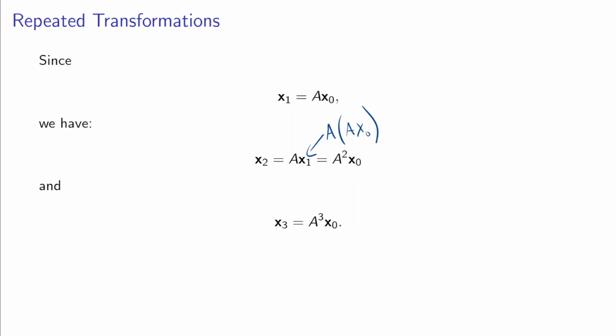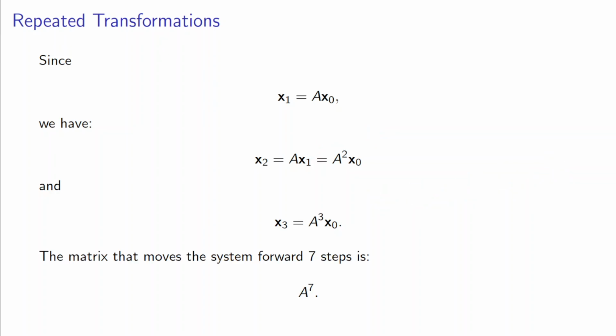For x3, we can maybe show some of this out, right? So x3 is A times x2, but x2 was A squared times x0. So this becomes A cubed times x0. Okay, so you can generalize this and move as many steps into the future as you'd like. For example, the matrix that moves the system forward 7 steps is A to the 7th.